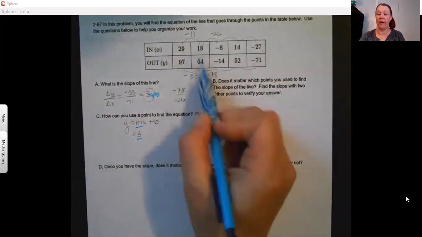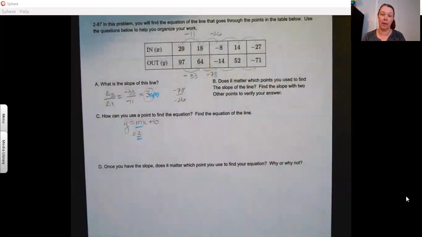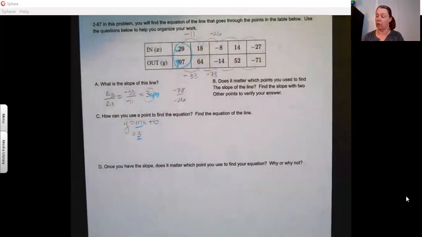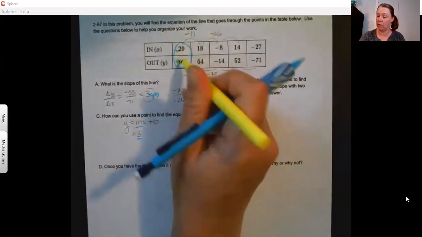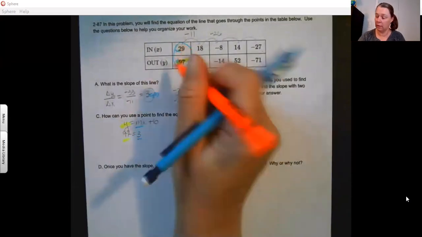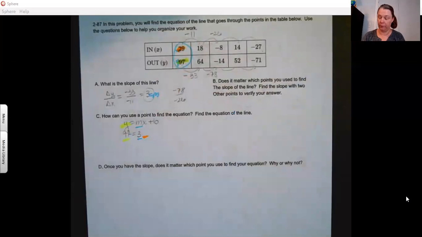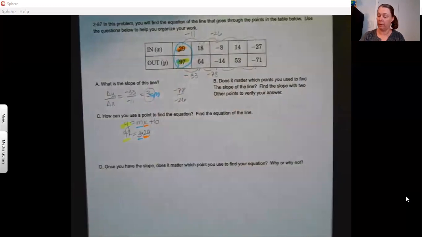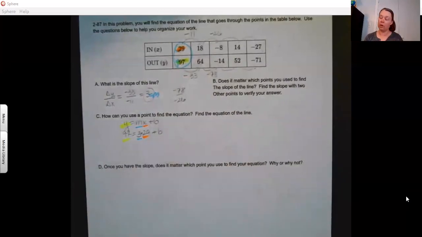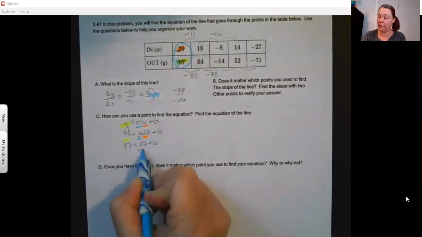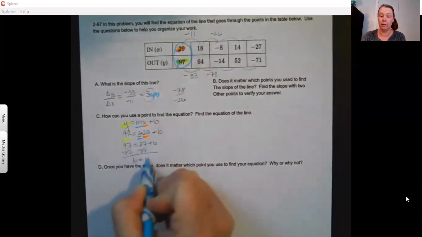Well, I've got a choice of 5 different points. Okay, it does not matter which point you pick. So I could just say, oh, I'm going to use this first point, and this is my x, and this is my y. Okay, so I could do that. So here I'm going to make my y yellow, actually. Okay, so my y is 97, and my x is 29, times 29. And then plus b. So I have 97 equals 87 plus b. And if I subtract 87 from both sides, I get that b is 10.